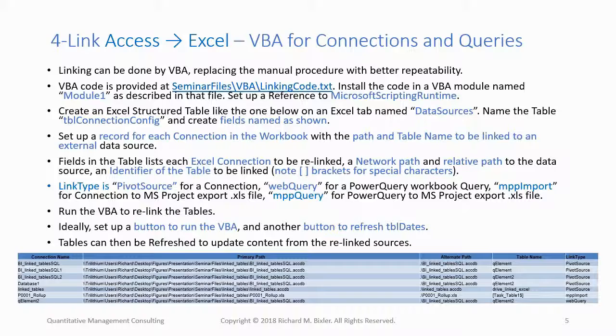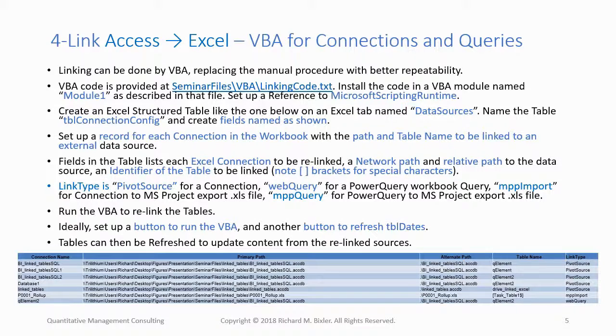Values include pivot source, an Excel data connection driving a report or table. Web query, a PowerQuery connection driving a report or table. MPP import, an Excel data connection importing an MS Project export file into an Excel structured table. Note the form of the table name field used in this record. Task _ table $1, all inside brackets because of the underscore and $ sign characters. That worksheet name is set by the MPP export VBA in MS Project export.txt.